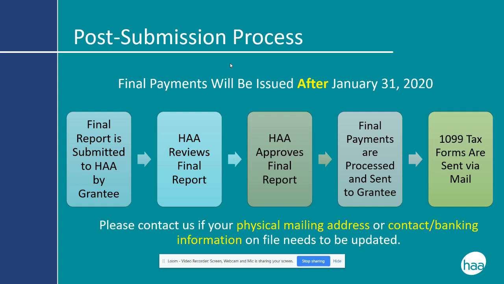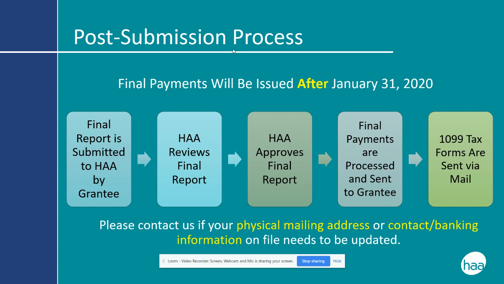The next thing that happens is you will be notified if there are any issues with your final report, and then completed reports will be approved for payments. So once they're approved for payments, payments typically take 2 to 3 weeks for processing. And again, I want to emphasize that final payments will be made after January 31st, 2020. So final payments won't actually hit your accounts until 2 to 3 weeks after that date. So expect your final payments to start coming in at around February.